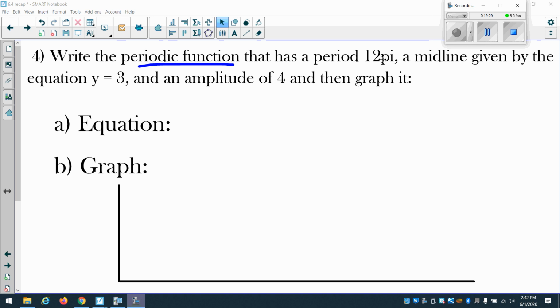All right, guys, so leaving off at this question, write a periodic function that has a period of 12 pi and a midline given by the equation y equals 3 and an amplitude of 4. So they're giving you the option to either do sine or cosine. I am going to show you both, but this is also showing you that if it's sine or cosine, your amplitude, midline, and period value are all going to be the same. So we are going to start with, let's say, cosine.